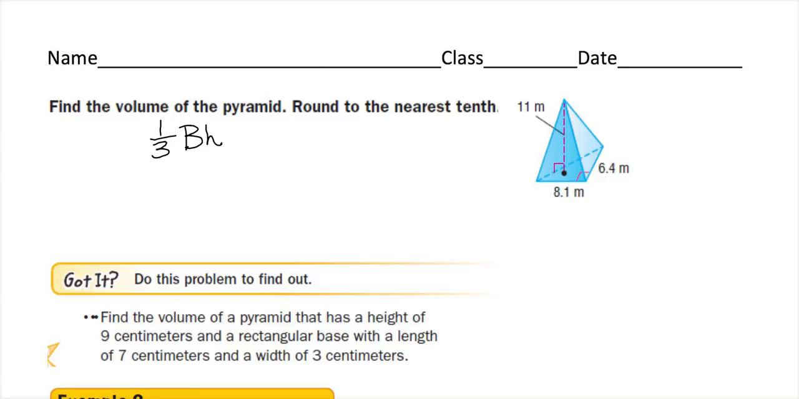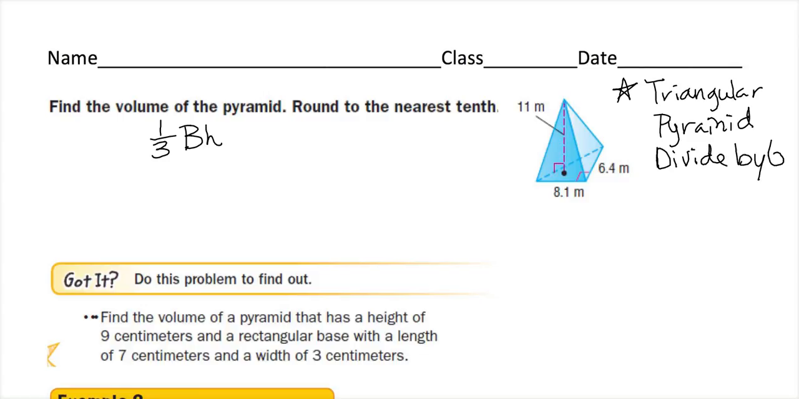So there's actually a special little thing that can help us do this. Okay, so let's make a little asterisk here. All right, if it's a triangular pyramid, divide by 6.